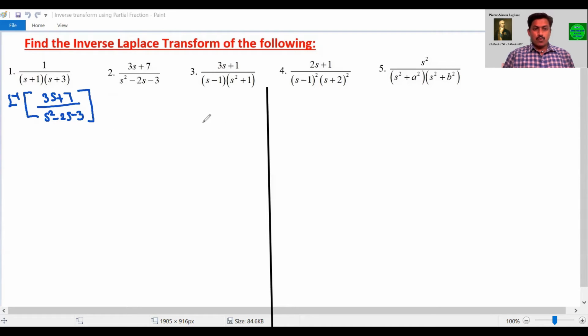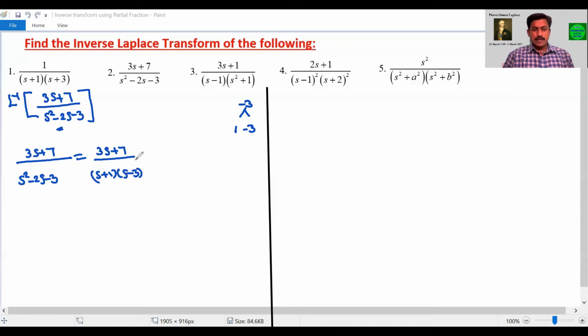Now I'm going to factor the denominator. If you multiply the two terms, you should get minus 3, and if you add them, you should get minus 2. Therefore, 1 and minus 3s are minus 3, and if you add these two terms, you get minus 2. So (3s plus 7) divided by (s square minus 2s minus 3) can be written as (3s plus 7) divided by (s plus 1) into (s minus 3).